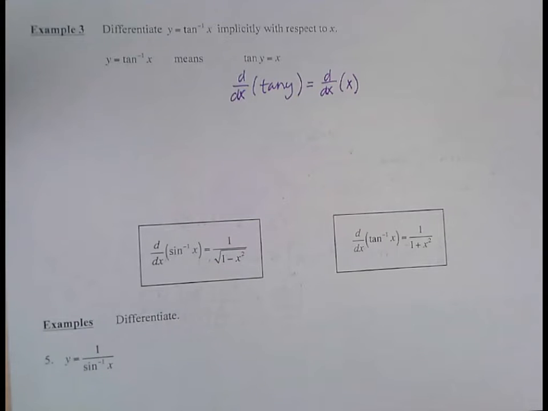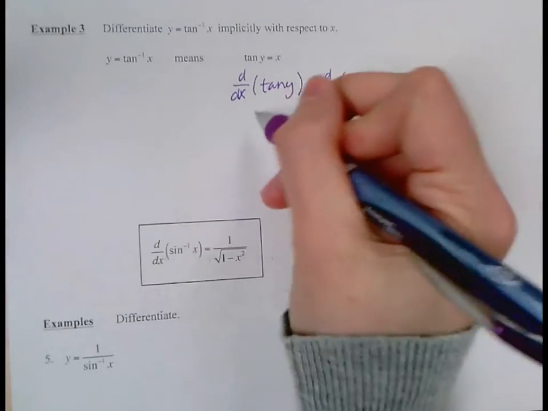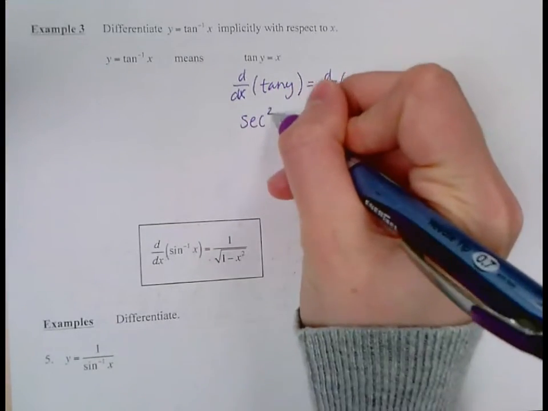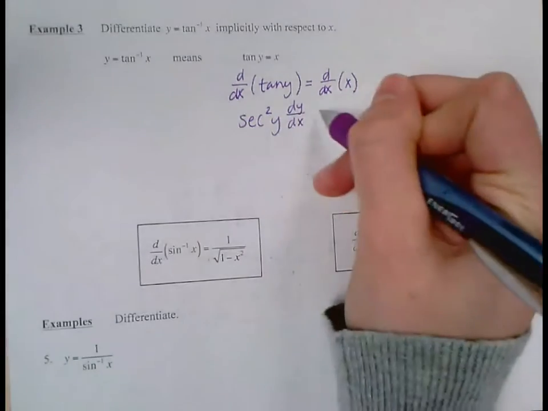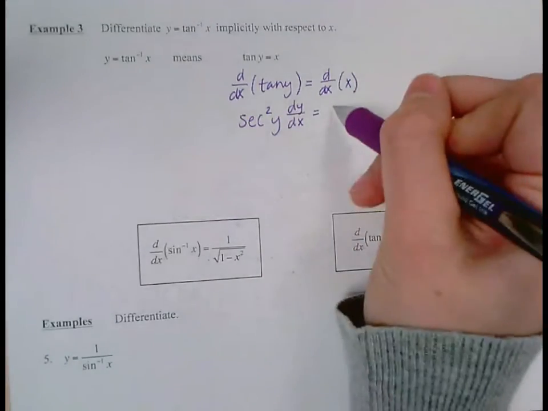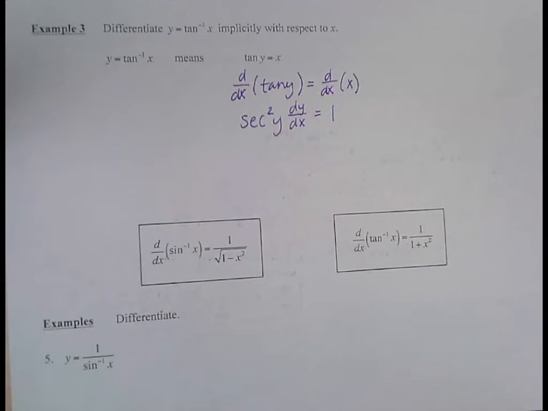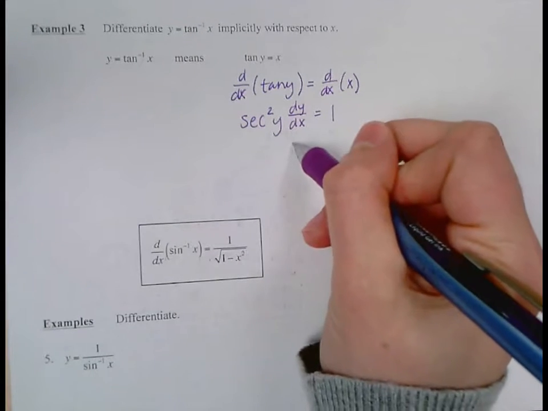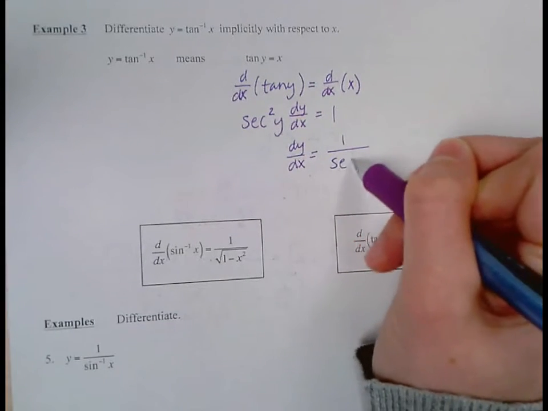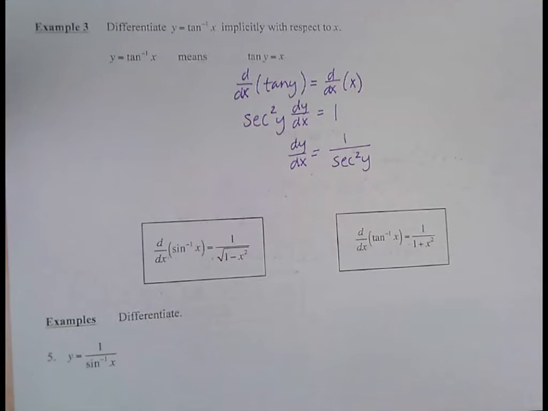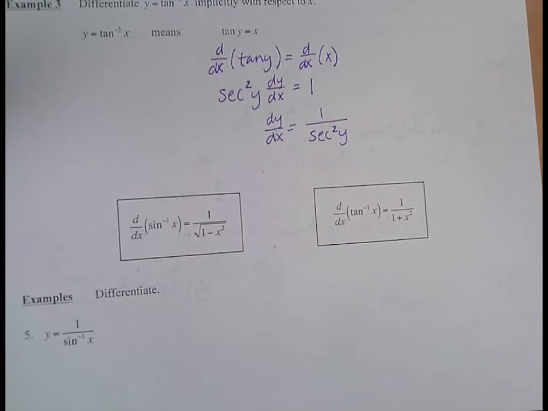What is the derivative of tangent of y? So derivative of tangent is secant squared of y times dy dx equals the derivative of x is 1. Again, solve for dy dx. And that'll be 1 divided by secant squared of y.